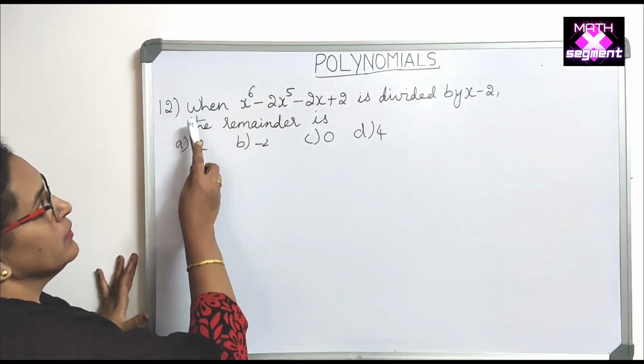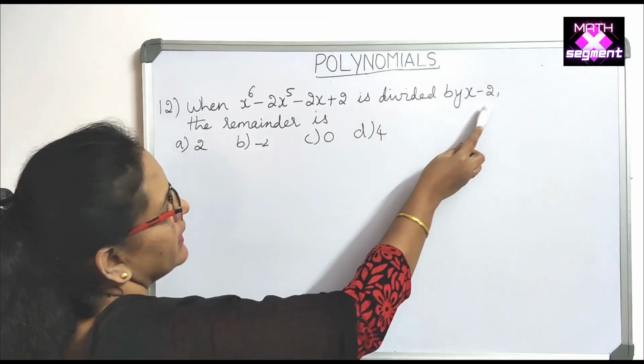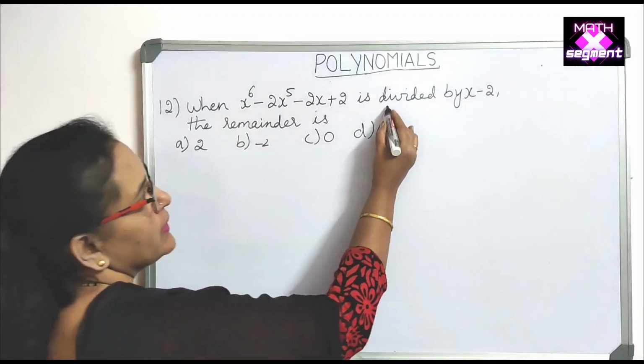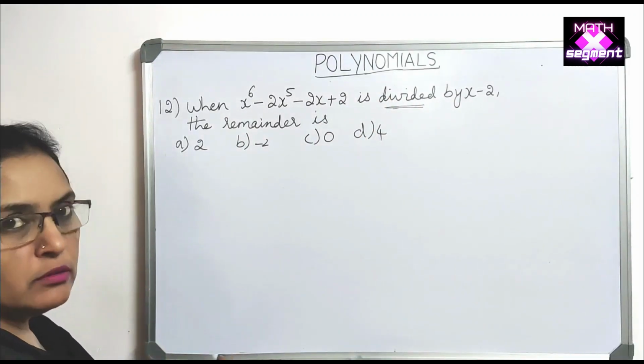Let's solve the next question. When x to the power of 6 minus 2x to the power of 5 minus 2x plus 2 is divided by x minus 2, the remainder is? This question is different from the previous question in that it involves division. Divided means you have to do it in the division process.